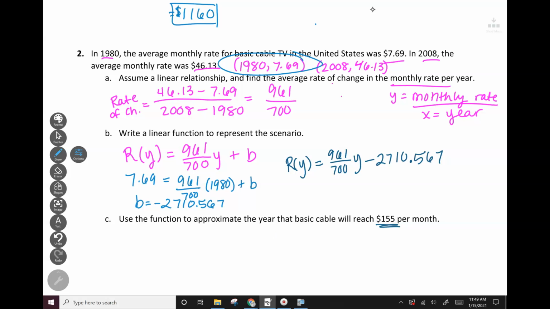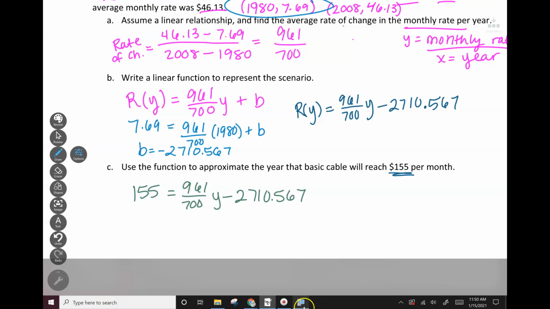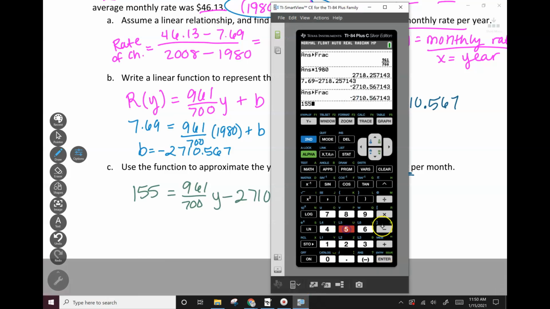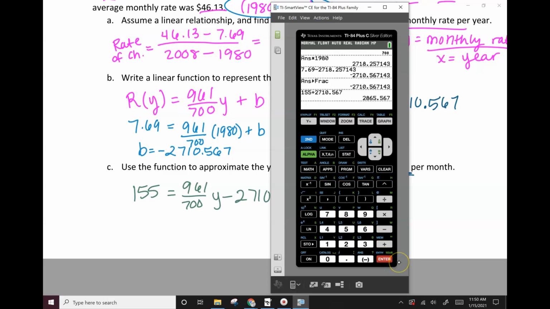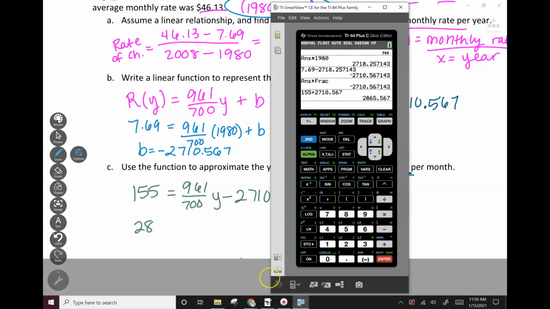So we're trying to approximate the year when the rate is 155, so we'll plug in 155 for the rate and solve for y. Okay, so first I would add that 2,710.567 to the other side. So that's 155 plus 2,710.567. Okay, so I got 2865.567.